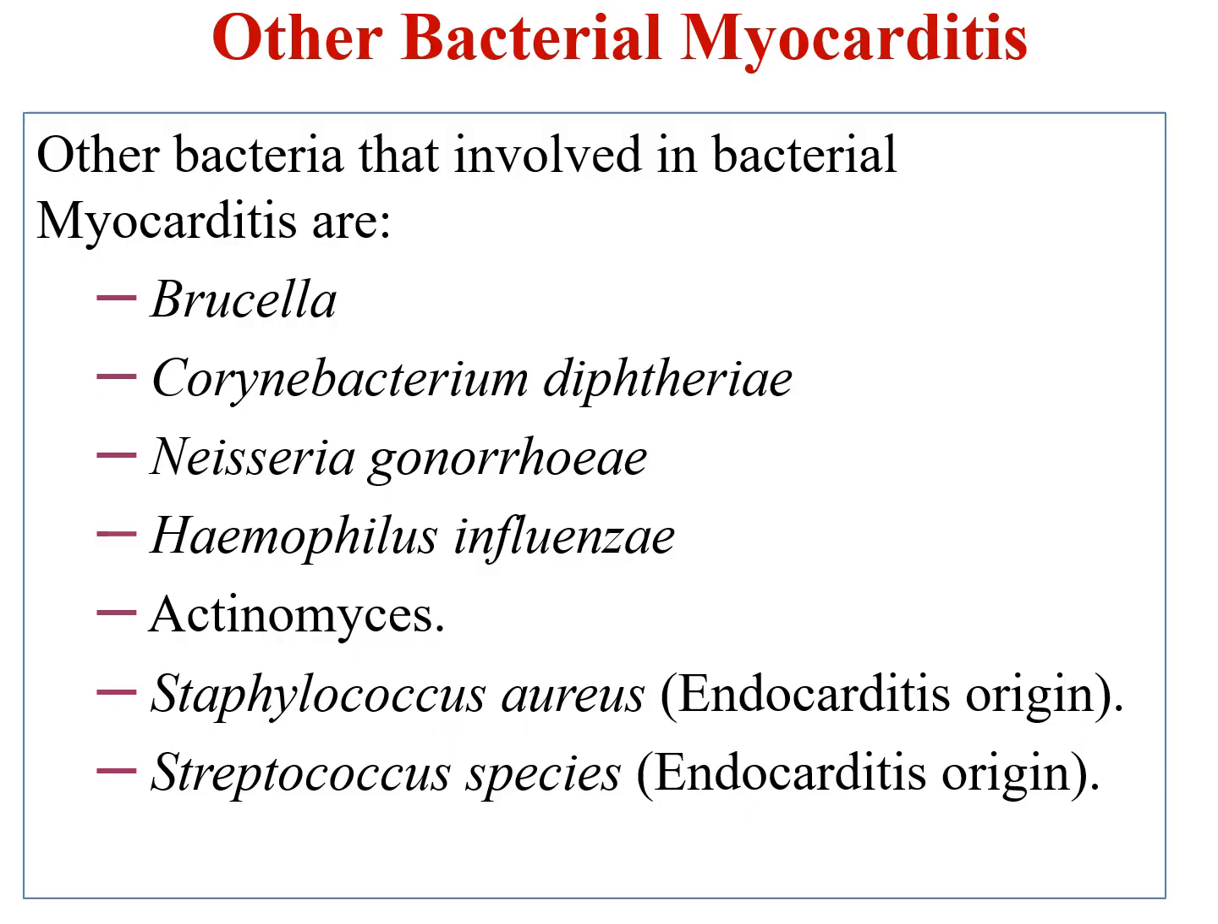Bacteria that can also cause myocarditis include Brucella, Corynebacterium, Neisseria, Haemophilus, and Actinomyces. These bacteria transmit to the myocardium hematogenously, while Staph aureus and Streptococcus pyogenes and other species of Streptococci spread to the myocardium from the endocardium. So they cause endocarditis first, and then the infection is spread to the myocardium.